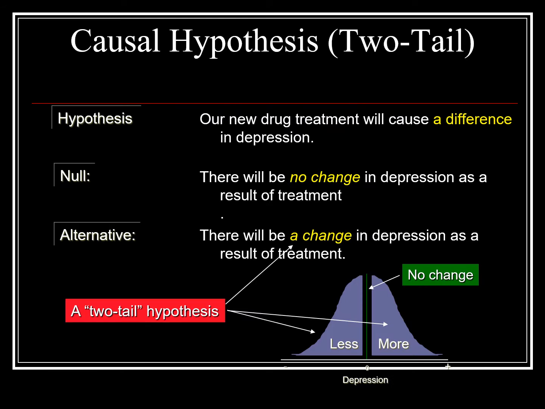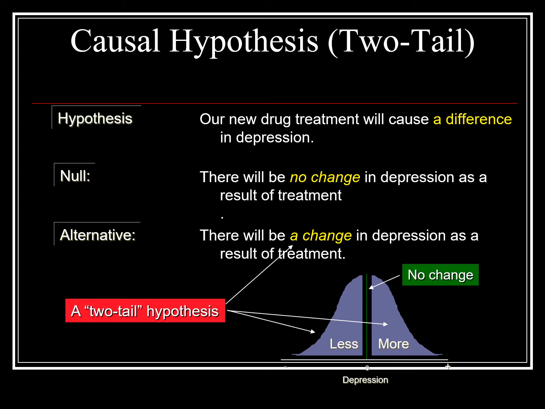Now, with a two-tailed test, we now have a hypothesis: our new drug treatment will cause a difference in depression. So notice here again, we have an independent variable, a drug treatment. In this case, probably you get the drug treatment or you get a placebo. We have an effect: it will cause a difference. So we're claiming in our hypothesis what we're expecting. We're not expecting a directional hypothesis then. We're just expecting some change. And we have our DV, depression.